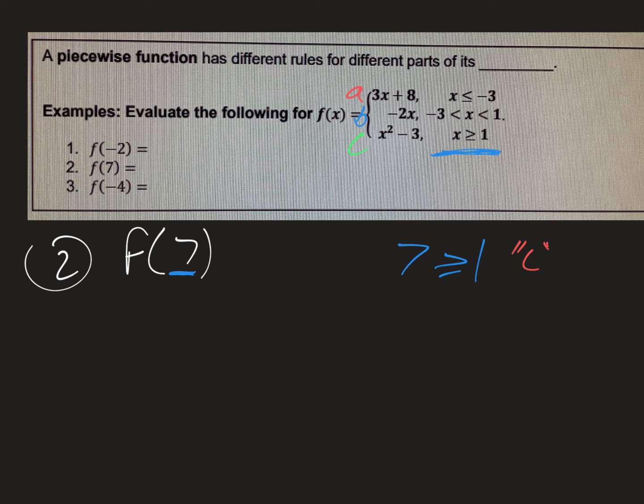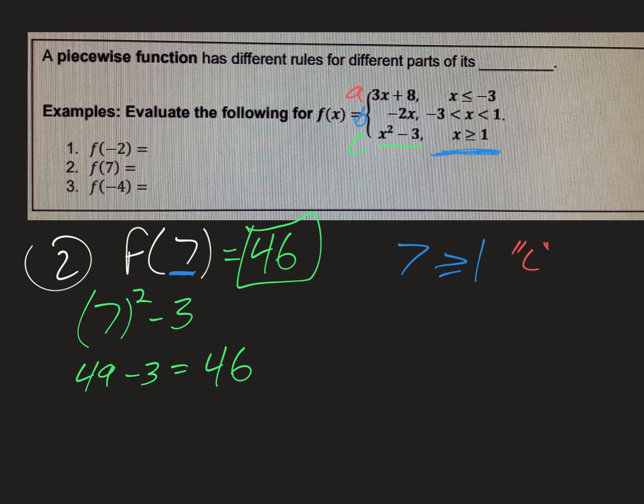That third function. So what math should I do for this function? We're going to do x squared minus 3. So here we go. We're going to take 7 and plug it in for that x. 7 squared is 49, minus 3 is 46. And f of 7 is equal to 46. Okay, so just make sure you check which section this belongs to, and then boom, you'll be able to plug in the number in the right function rule.